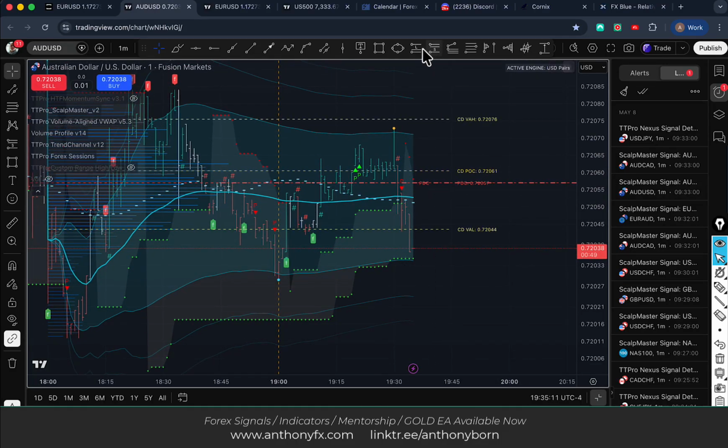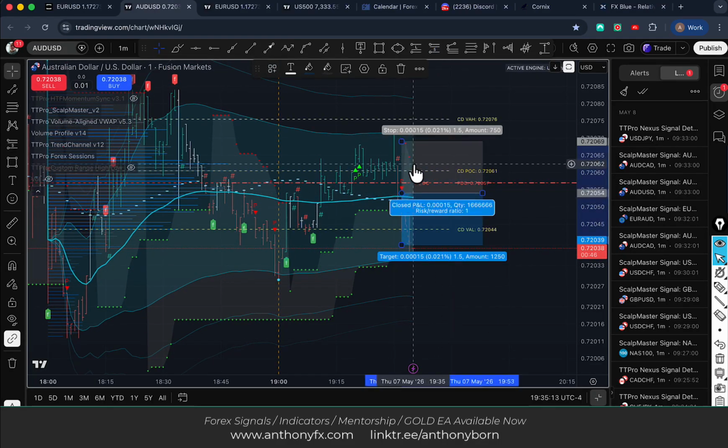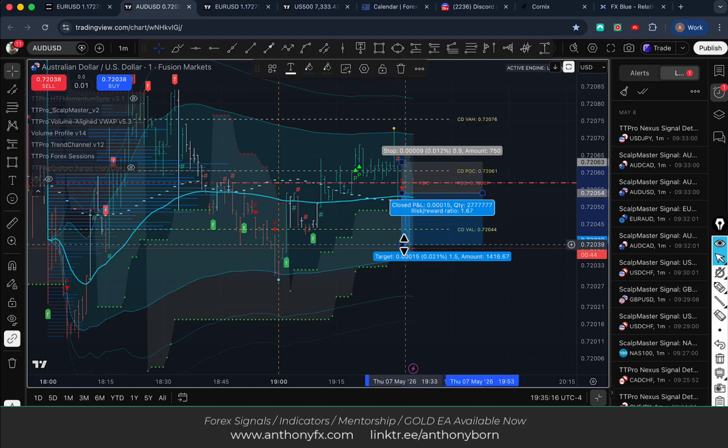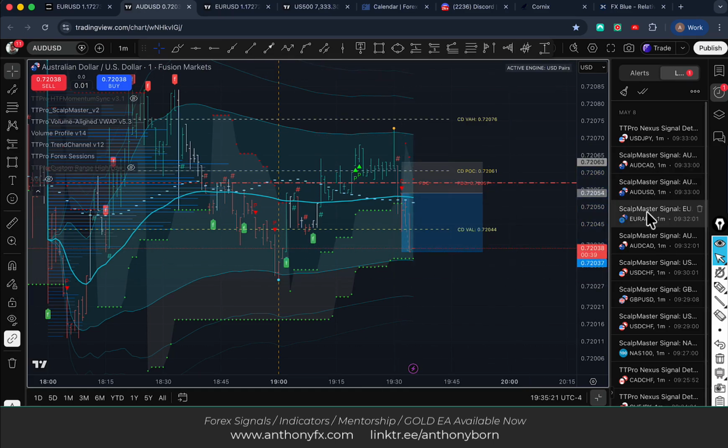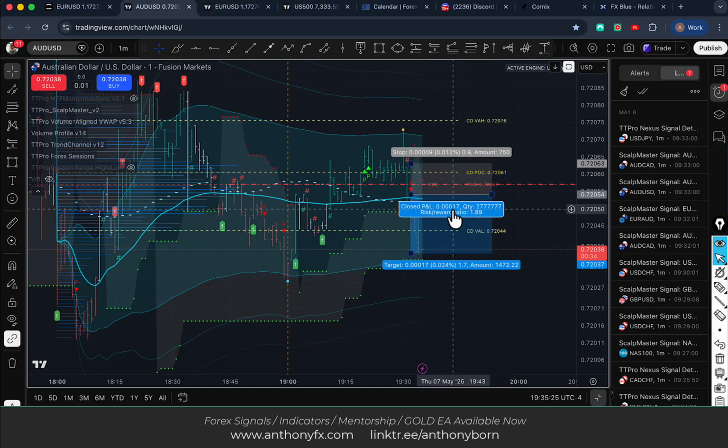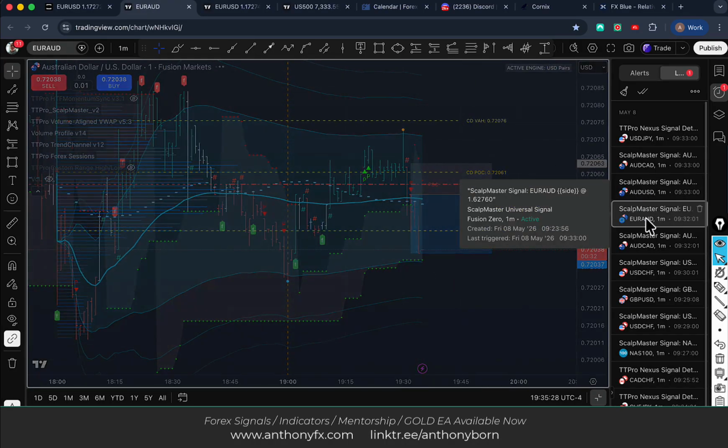This P here. Look, short. Right on the signal. Tight stop. Where are we now? Look. Nearly 2R already. Okay. And these will generally run fairly close together. I've already missed it. Euro Aussie.